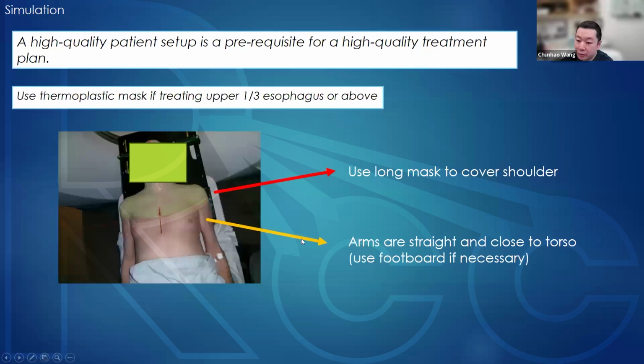When we are treating the upper esophagus, we can borrow some immobilization devices from the head and neck side. For example, the long mask from the head and neck, which covers the shoulder, is actually a good immobilization device when we're treating the upper esophagus. In this situation, we definitely have to have arms down, and we want to put the arms close to the body torso for clearance purposes. If there's a concern about the shoulder position, again, we can use head and neck devices such as the footboard to make sure shoulders are straight and arms are down straight.